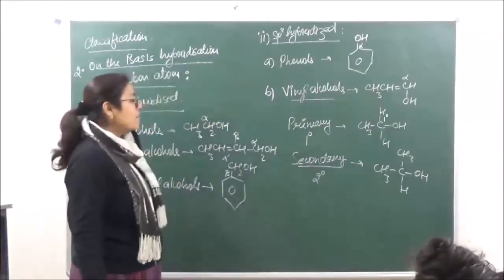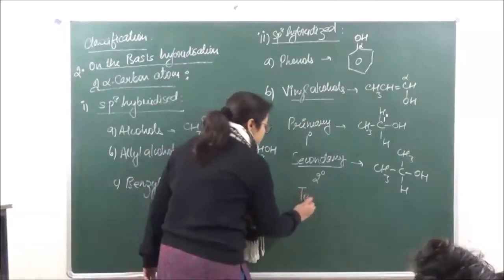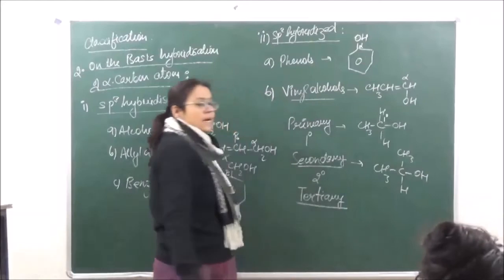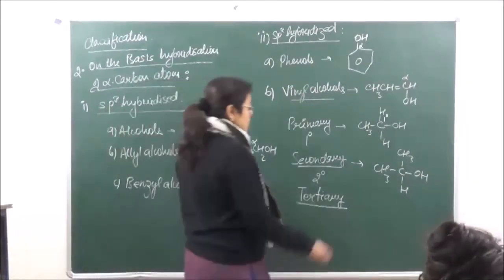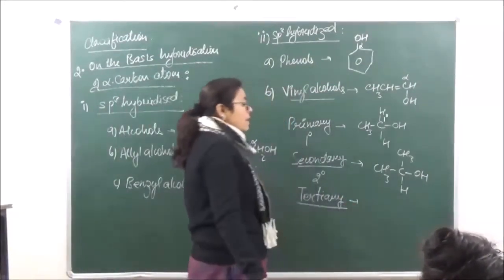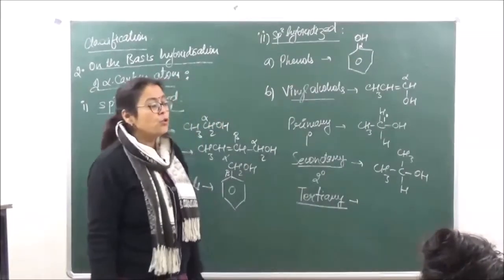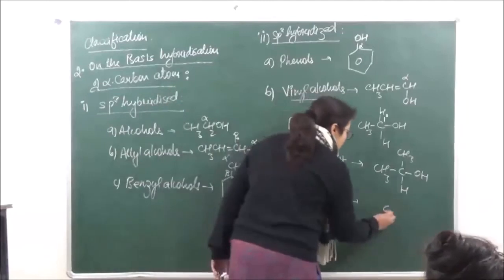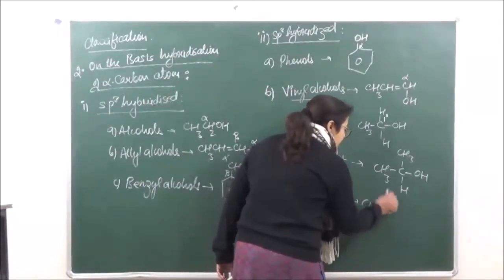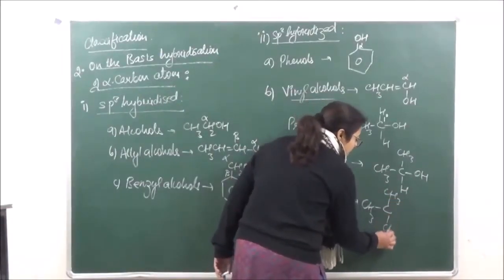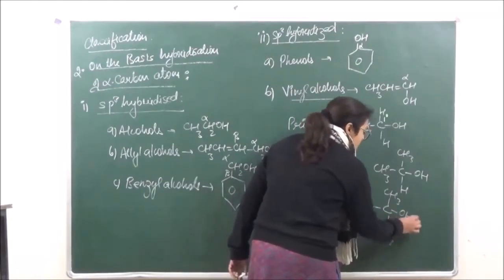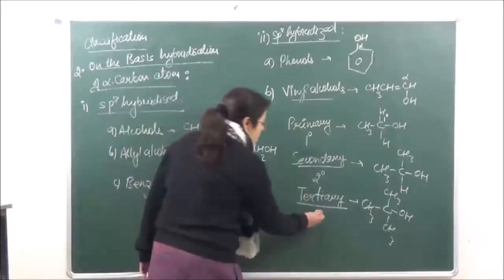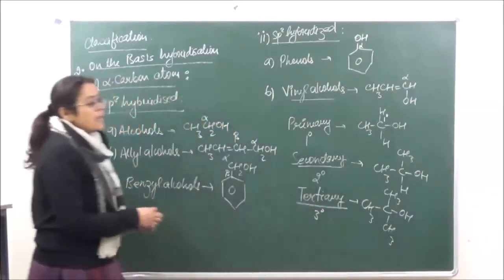Right? Then we have the other one, which is known as the tertiary carbon atom. In case of a tertiary carbon atom, the carbon atom is linked to three other carbon atoms. So over here, when we are talking of tertiary, we will see that the carbon atom to which the OH is attached is linked to three other carbon atoms. So this is known as a tertiary alcohol.